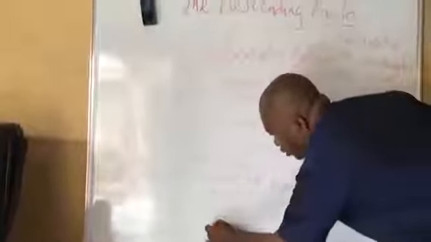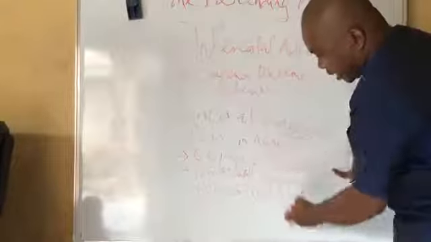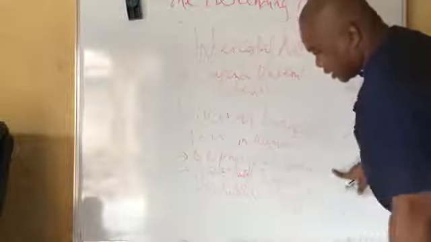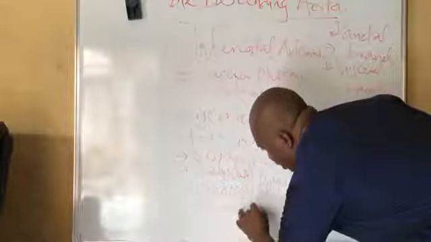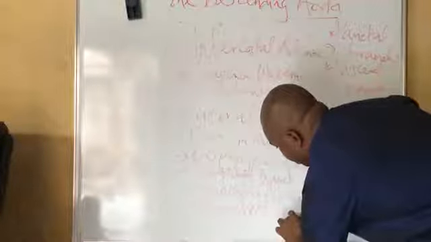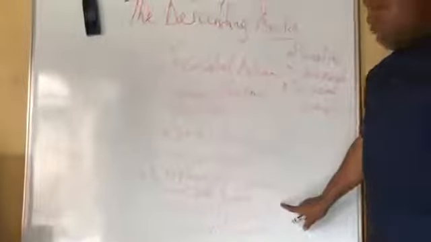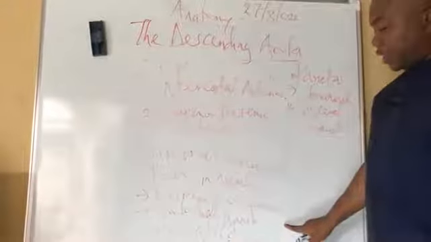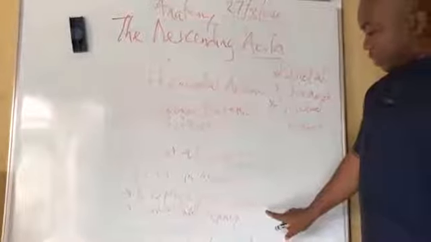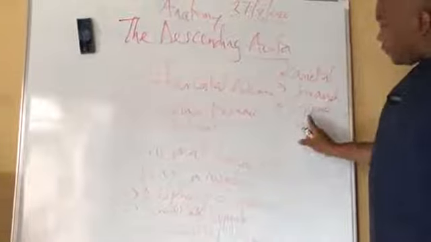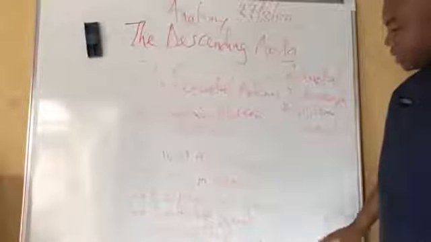I'll have four. We have the esophageal, pericardial, and mediastinal branches, and I will have the bronchial branch. So these are the four branches of the visceral aspect of the thoracic aorta.